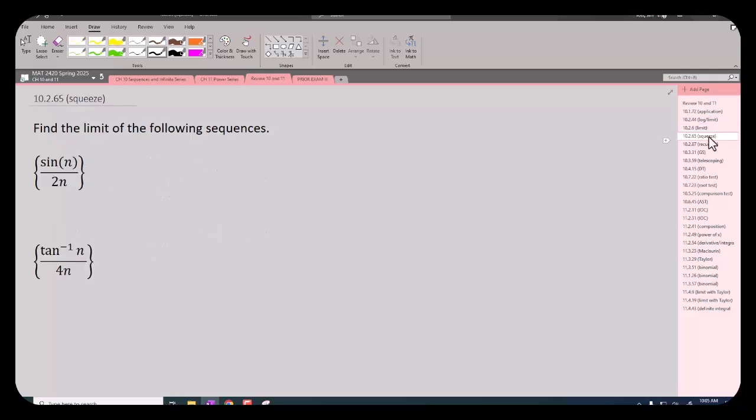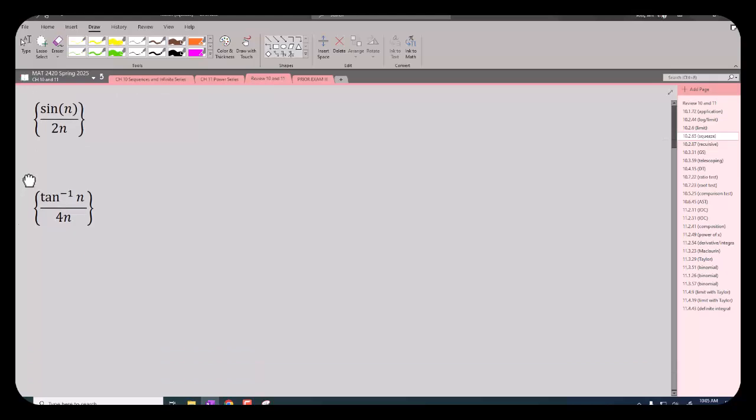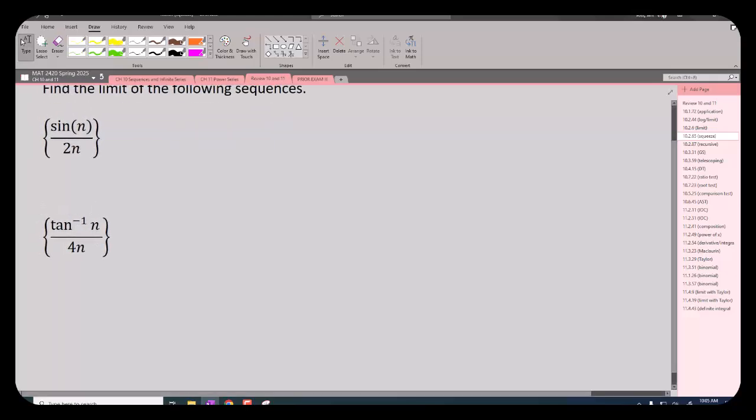Squeeze theorem. Let's just do one of these. So the squeeze theorem is kind of a generalization of what we just talked about. If the numerator is constant and the denominator is going to infinity, the fractions have to go to 0. Right? So this is kind of similar. Here, the numerator is not constant in either case. The denominator is going to infinity.